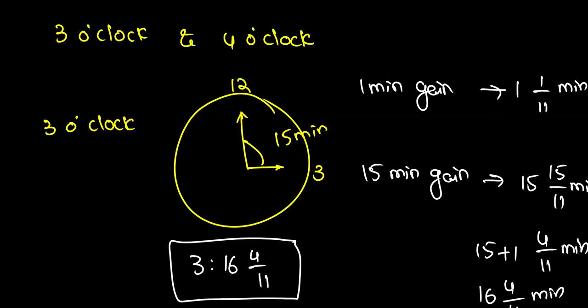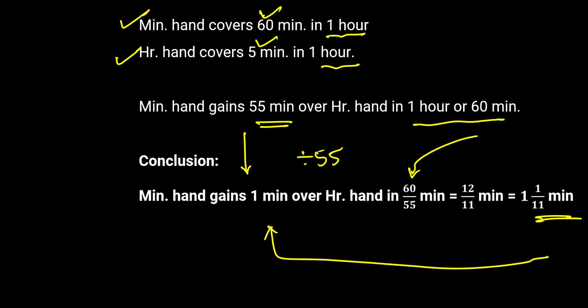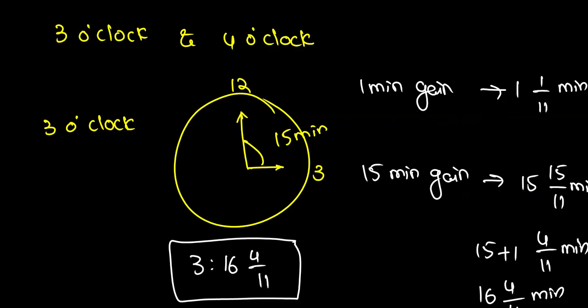This is method 1. If you are understanding this, you will gain 1 minute in 1 by 11 minutes time. 15 minutes is 15 by 11, which is modified to 16 4 by 11, because in x by y fraction format, the numerator should be less than the denominator. Or else you should convert into a mixed fraction. Okay. Now listen. That's why in this right side diagram also I kept 12 o'clock. Later we will have a discussion related to this.